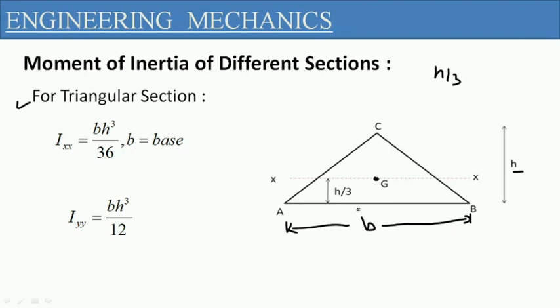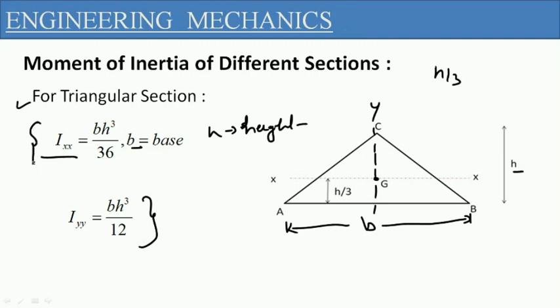And we can define the moment of inertia for this triangle about the x-axis and y-y axis. For the x-axis, we have the formula bh³/36, where b is the base and h is the height. Now, let us consider the y-y axis. About this y-y axis, we can define it as hb³/12. I am not going to give the complete derivation for these formulas. You only have to remember these formulas for these kinds of symmetrical sections.